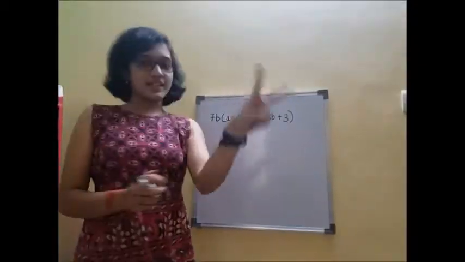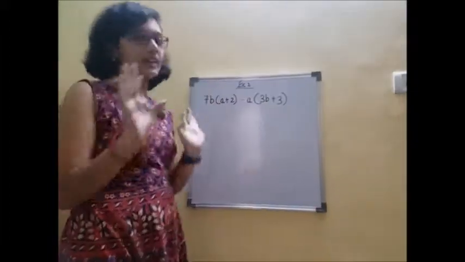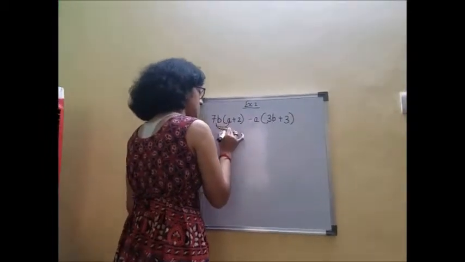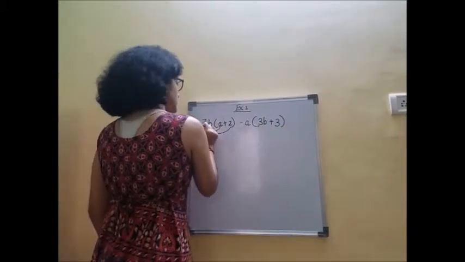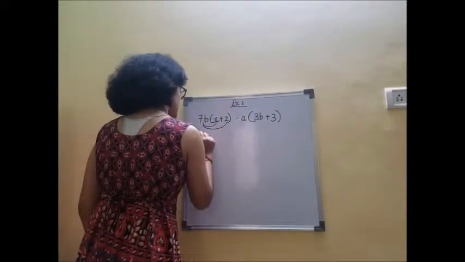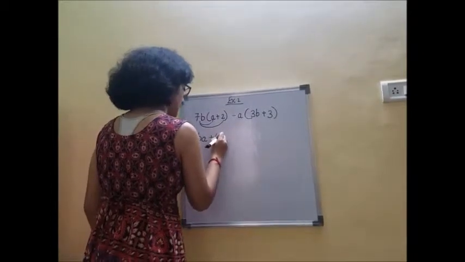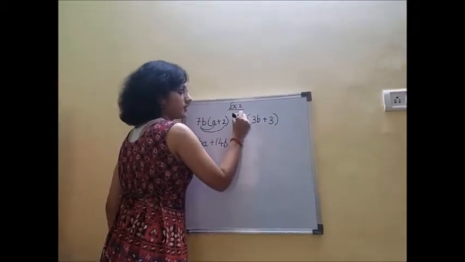So this is example number 2, and this is a bit more complicated than the first one, but not as complicated. Very, very straightforward again. What to do is distribute these, not this number, both of them, of course. So this will be 7b plus 14b.